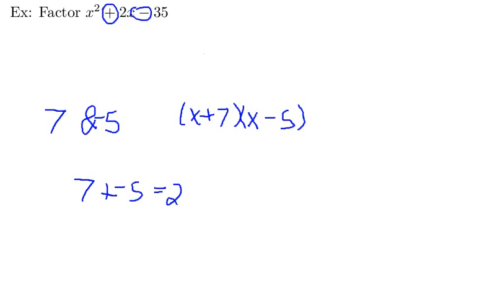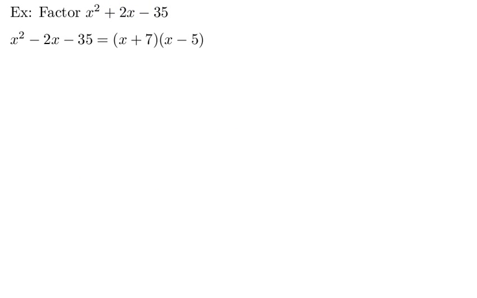So let's go ahead and write that out. X squared plus 2x minus 35 equals x plus 7 times x minus 5. And that's going to be our final answer, but before we commit to that, let's go ahead and check it.